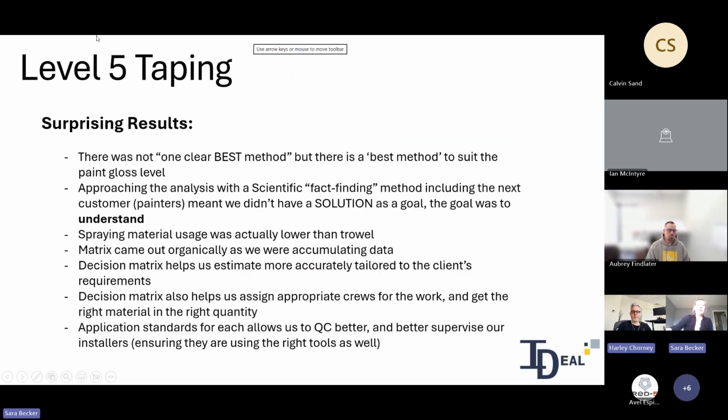And some results that we came out of this. These are just some thoughts that I jotted down, but feel free, you guys, to jump in or say anything that you found. I thought what was really surprising about this whole exercise was that there wasn't one clear best method, but there were best methods to suit the paint gloss level. And that relationship with the painters I thought was really interesting.